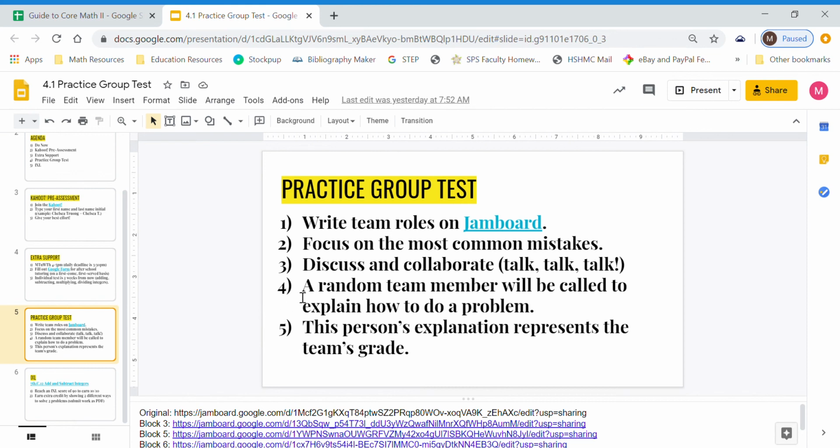On the practice group test as well as the actual group test, we will call on a random team member who will be asked to explain a particular problem of our choice. This person's explanation represents the team's grade. So you want to make sure that everyone knows how to explain, because the person who is called on will represent the team's grade. If that person speaking scores an F, the whole team gets an F. If that person speaking gets an A, the whole team gets an A.